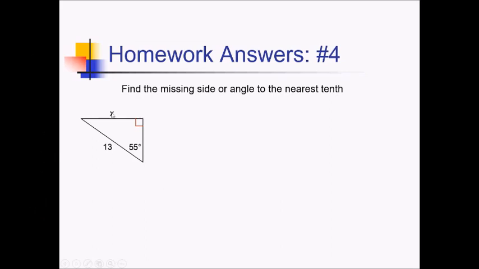For this one, I'm trying to find this missing side of the right triangle. Since I've only got one side and not a special triangle, I'm going to have to use SOHCAHTOA. So I've got the hypotenuse already. I'm looking for the side across from the angle, the opposite side. Opposite and hypotenuse means we're using SO from SOHCAHTOA. So that's sine equals opposite over hypotenuse.